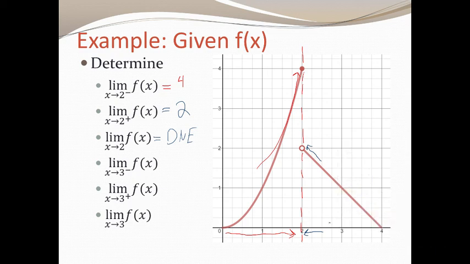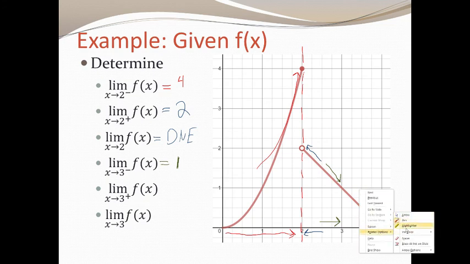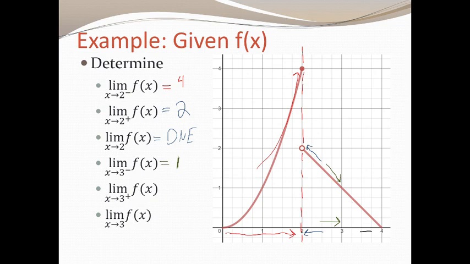So, as x goes to 3 from the left side, so we're going this way, x going to 3 from the left side. What number does it look like it's going towards? It is going towards this particular point, which is 1. So, as x goes to 3 from the left side, it's going towards 1. Okay. Now, what about x going to 3 from the right side? So as x goes to 3 from the right side, it looks like I am going towards the same number.